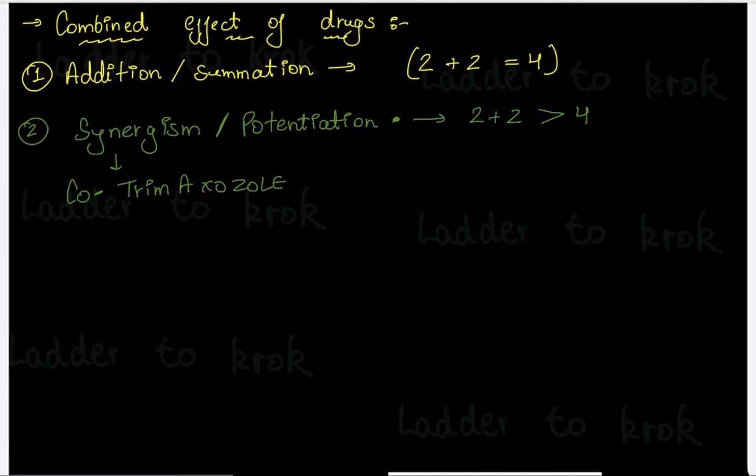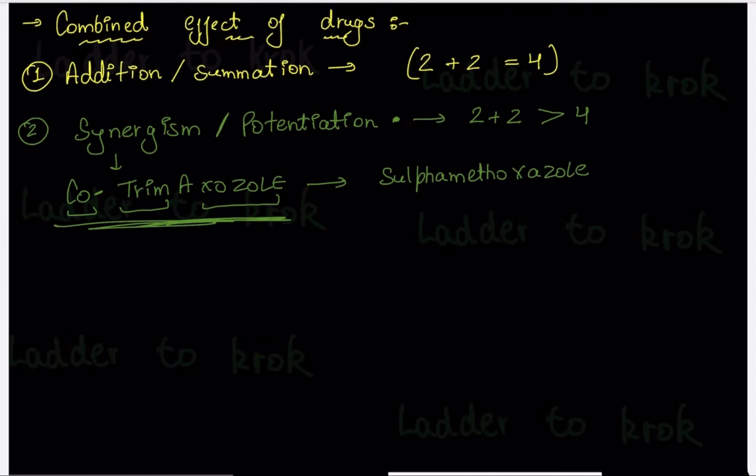Okay, co means combined effect of trimoxazole. So what is this? This is a drug to treat different infections like pneumonia, urinary tract infection, ear infection, and traveler's diarrhea. So in those diseases we give cotrimoxazole. It is a combination of sulfamethoxazole with trimethoprim. So this is cotrimoxazole.